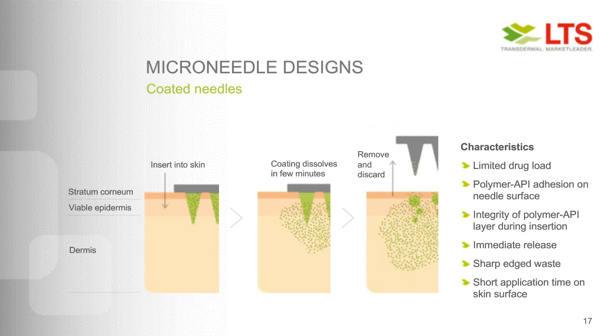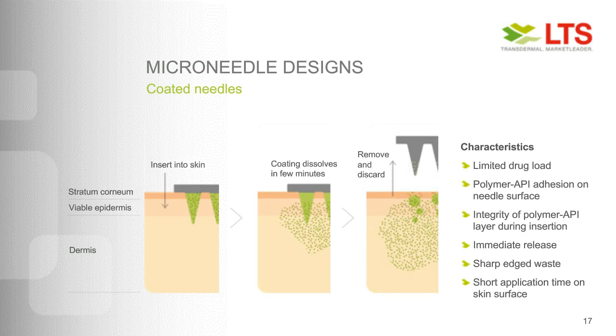So you can imagine that the amount of API which is on the surface of a needle is limited. You can't make the needle very, very big with a very, very big coating, because you need a sharp-edged tip to punch into the skin. So you are a little bit limited compared to other dosage forms or other microneedle systems. You have to make sure that the polymer API adhesion on the needle surface is appropriate, and that the integrity of this coating is so good that it withstands the high mechanical stress it has when it's punched into the skin.